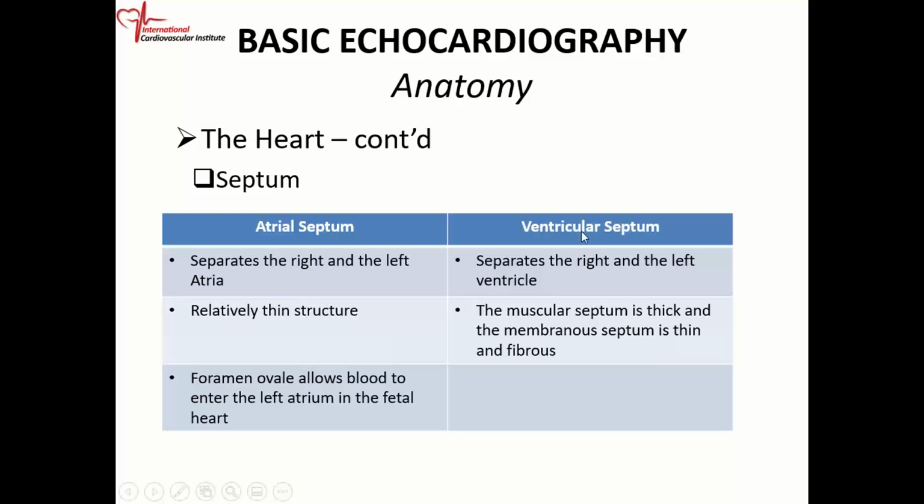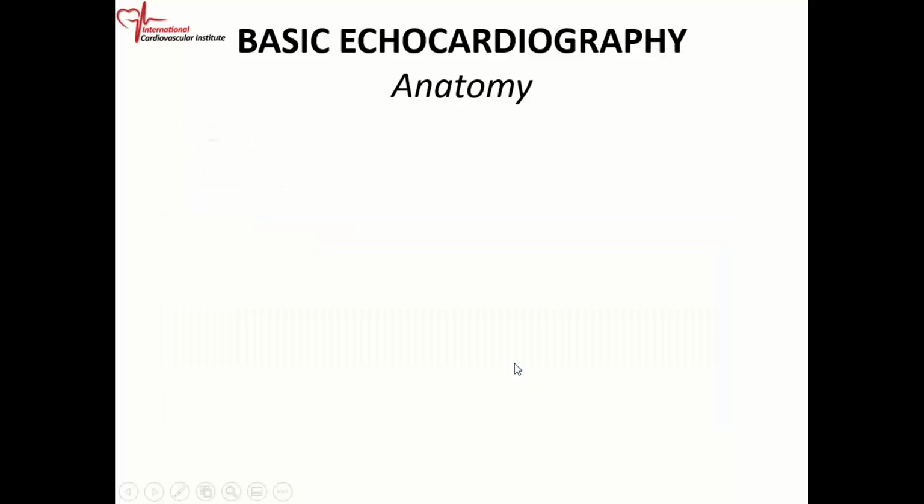The ventricular septum is a little bit thicker, and it separates the right and the left ventricle. There are different areas to the ventricular septum. We talk about a muscular septum, which is thick, and a membranous septum, which is thin, and then there's a fibrous septum.